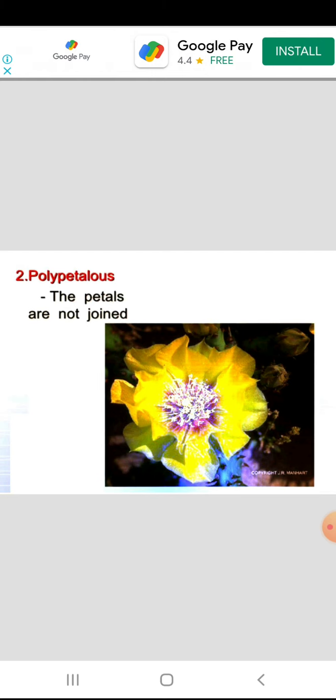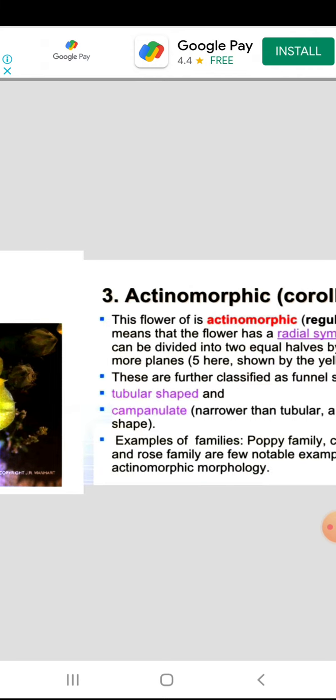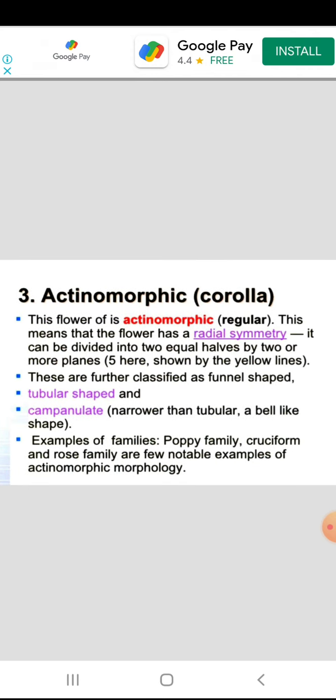Here you can see the picture of polypetalous. Here the petals are free, not joined. Third one is actinomorphic. What does actinomorphic mean? The flower of actinomorphic means that the flower has a radial symmetry. It can be divided into two equal halves by two or more planes.